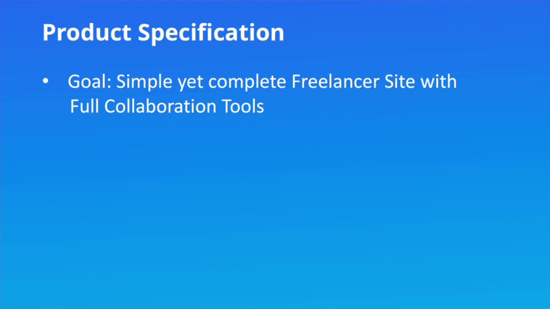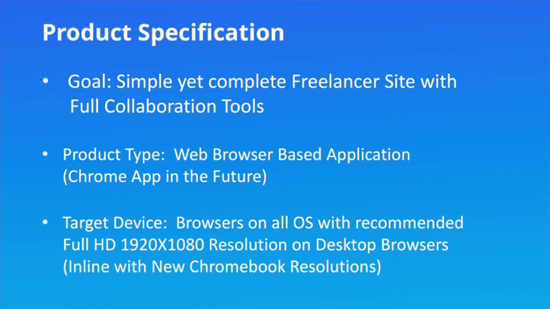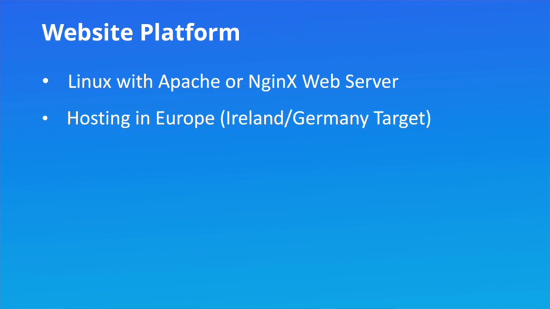The website will be fully responsive and built specifically for use through a web browser, with the intention of wrapping it in a Chrome app at a later stage. The target devices will be browsers covering all OSs from desktop through to mobile, with a recommended Full HD resolution on desktop browsers. The OS that we will be using would be a variant of Linux running on either an Apache or Nginx web server. It is recommended that the hosting be located in Europe, as Ireland and Germany will be the first targeted countries.